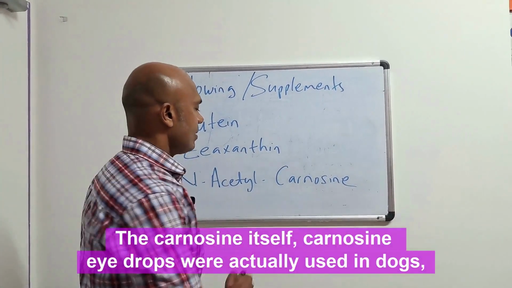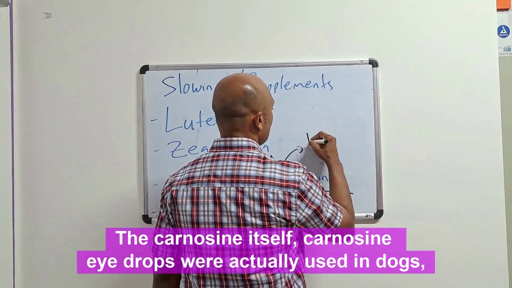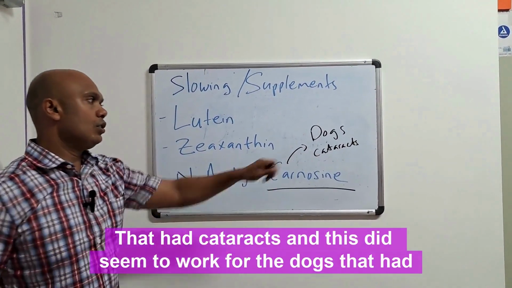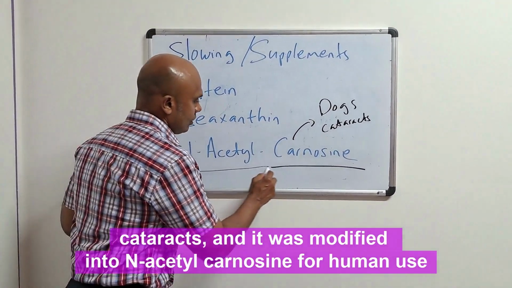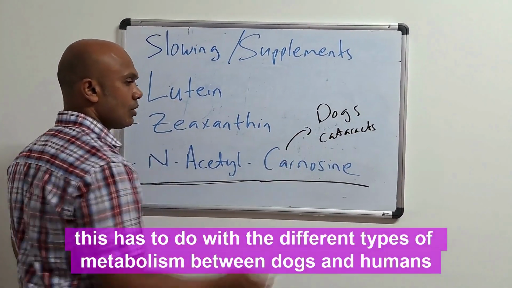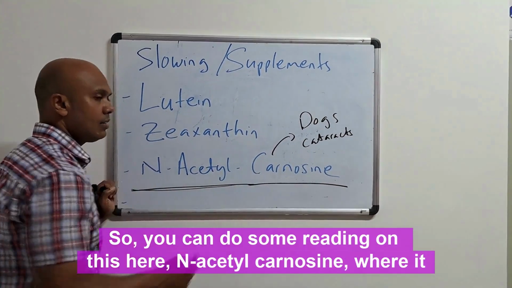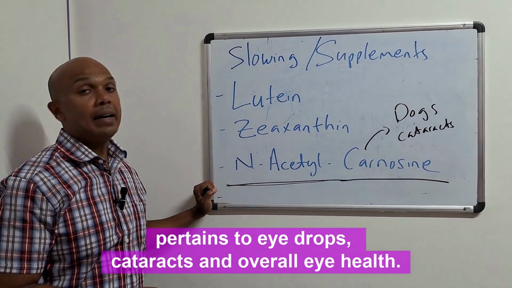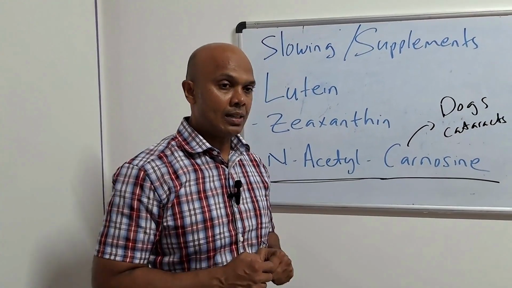Carnosine eye drops were actually used in dogs that had cataracts. This did seem to work for the dogs that had cataracts, and it was modified into N-acetylcarnosine for human use. This has to do with the different types of metabolism between dogs and humans. So you can do some reading on N-acetylcarnosine, where it pertains to eye drops, cataracts, and overall eye health.